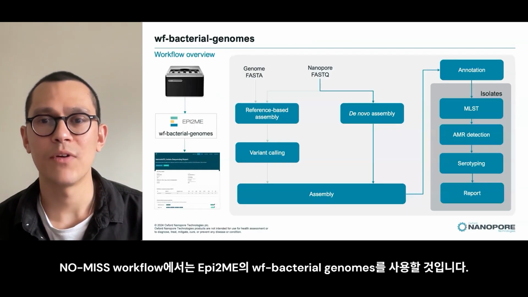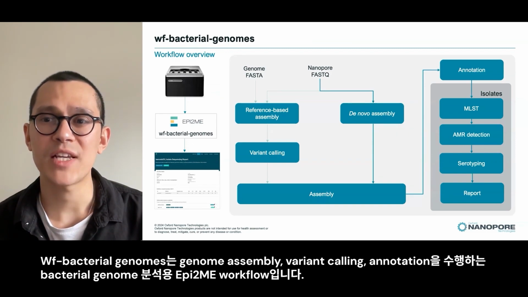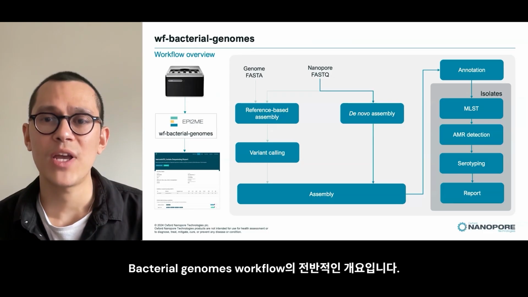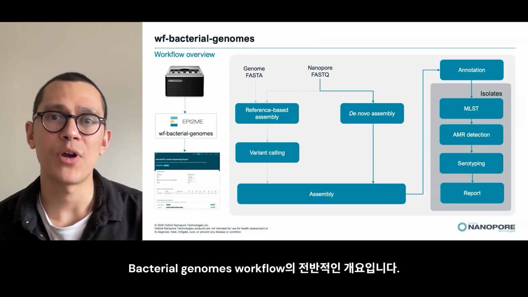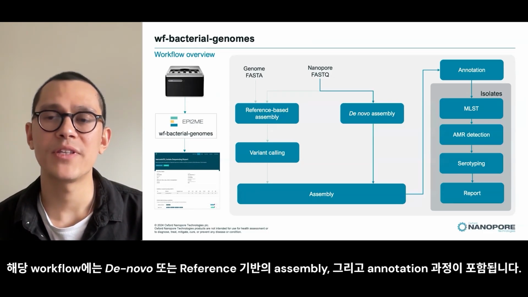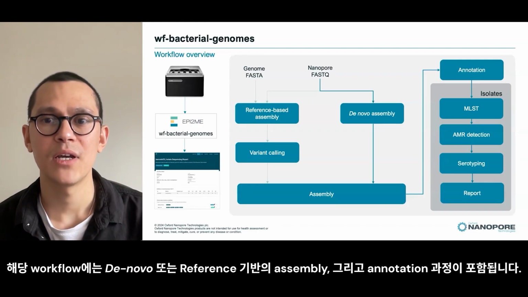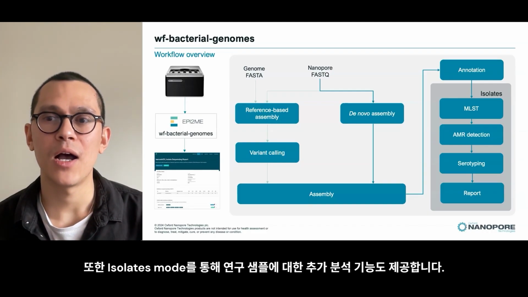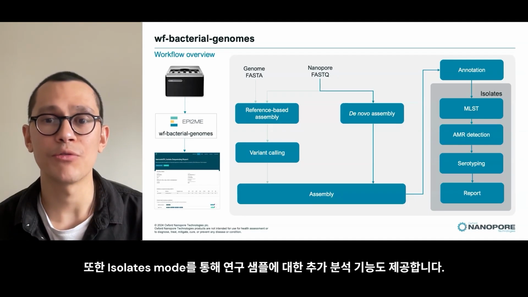For the NoMIS workflow, we'll be focusing on WF bacterial genomes, which is EpiTME's workflow for assembly, variant calling, and annotation of bacterial genomes. Here we have an overview of the processes within WF bacterial genomes. This includes the assembly, which can either be performed through a de novo or reference-based method, as well as annotation. The workflow also includes a module entitled Isolates, which provides further analysis on your research samples.